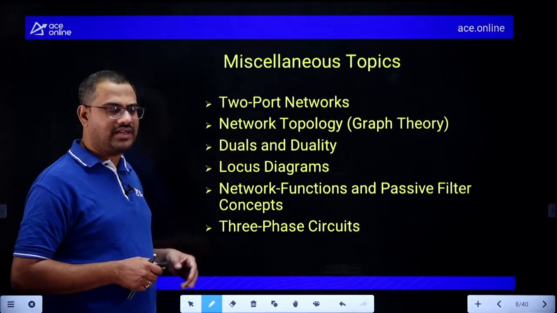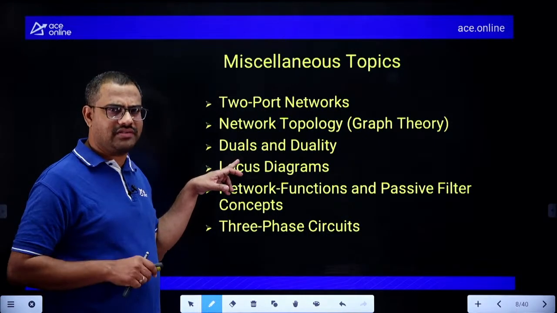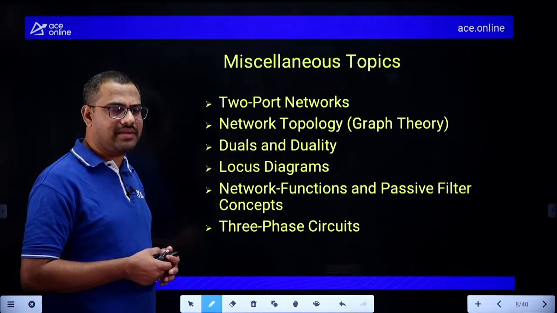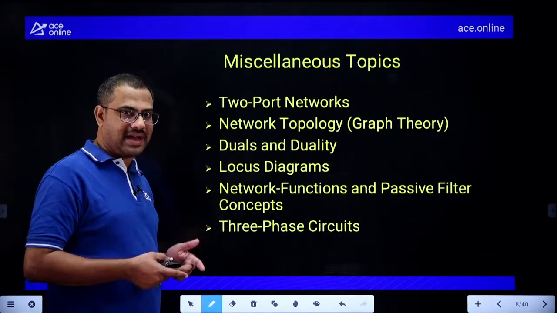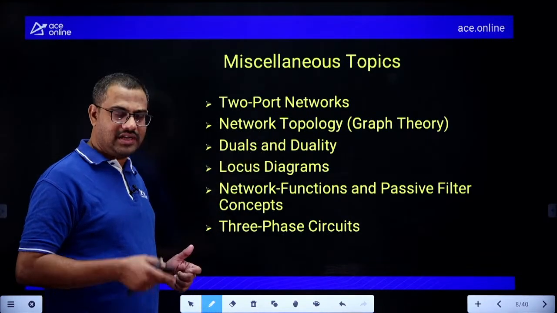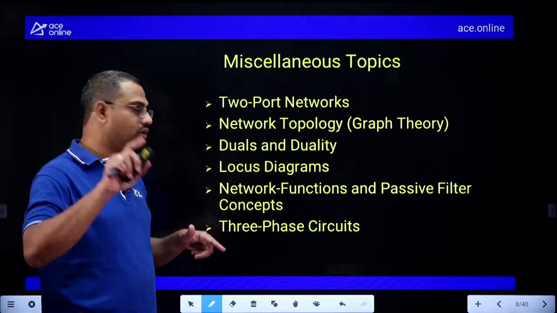Then duals and duality. This chapter does not have any weightage. Frankly speaking, no weightage. I don't give any marks. But these concepts are important to learn so many things, like series and parallel resonance. Dual duality I will teach. Electric circuit versus magnetic circuit, dual duality I will teach.